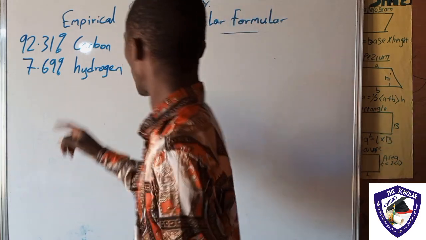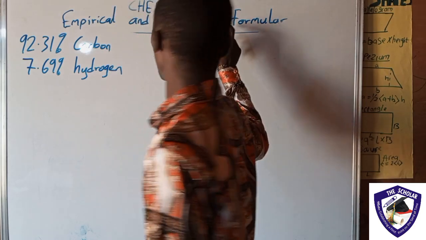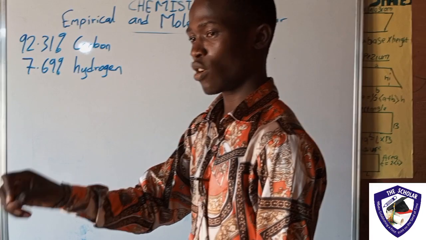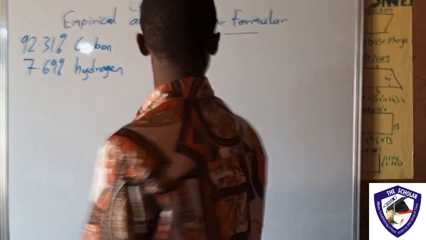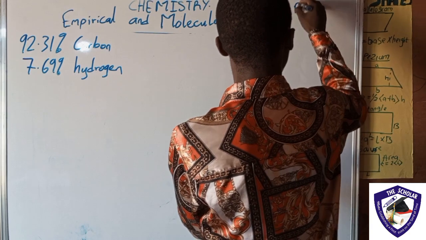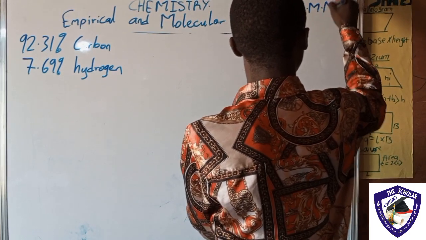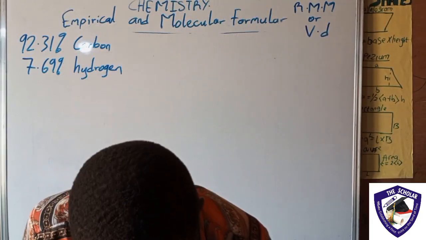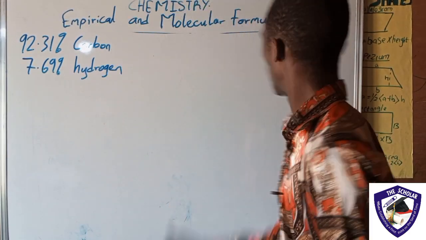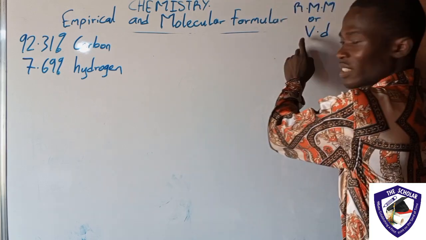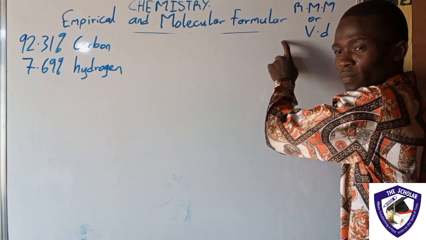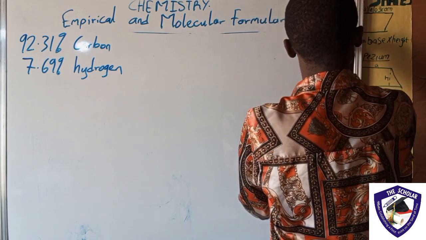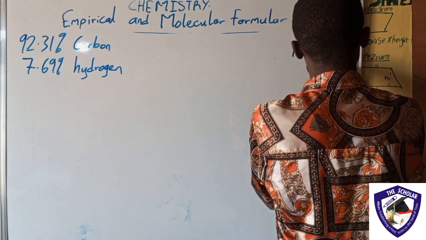Now to calculate, one thing I forgot to mention is that in calculating molecular formula, you will be given relative molar mass, RMM, or vapor density. Now when you have your relative molar mass or you have your vapor density, if you are given vapor density, your RMM is equal to vapor density times 2.